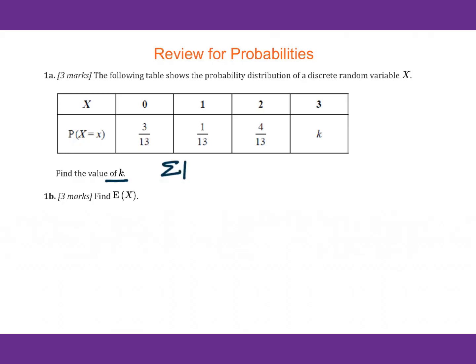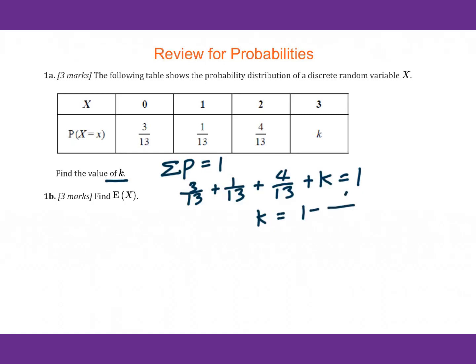We know the sum of probability equals 1. Therefore, 3 over 13 plus 1 over 13 plus 4 over 13 plus k equals 1. Then you will get k equals 1 minus 8 over 13. So 5 over 13 will be this k.